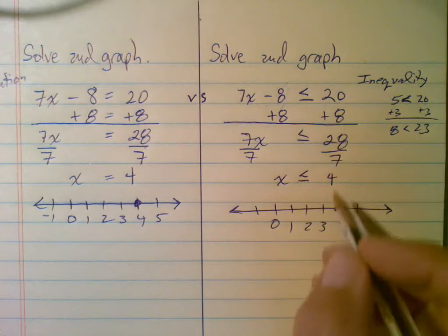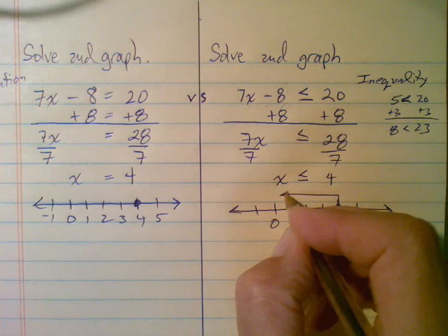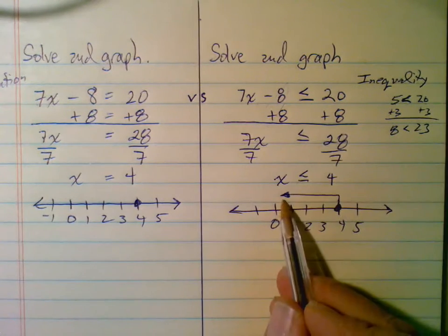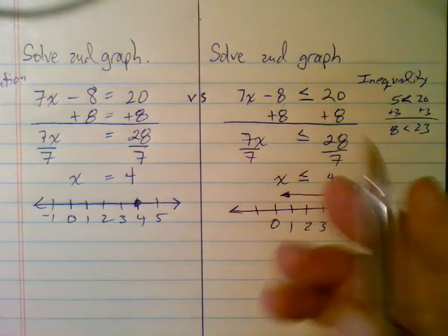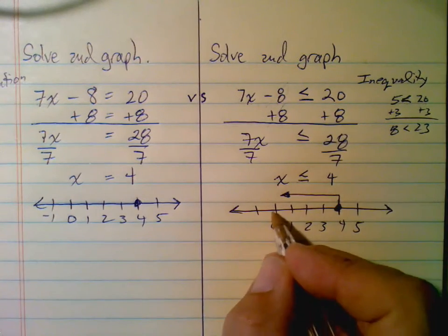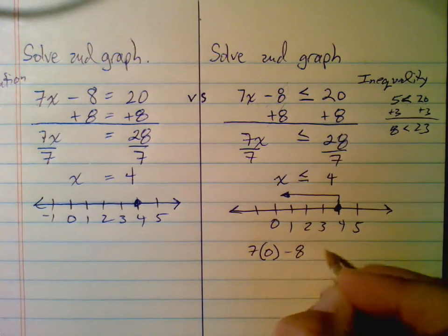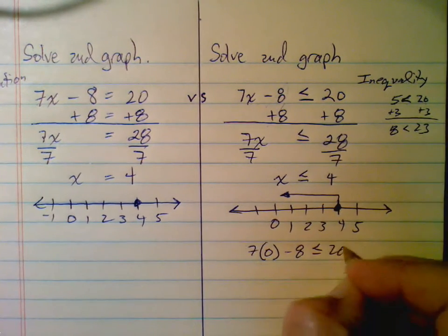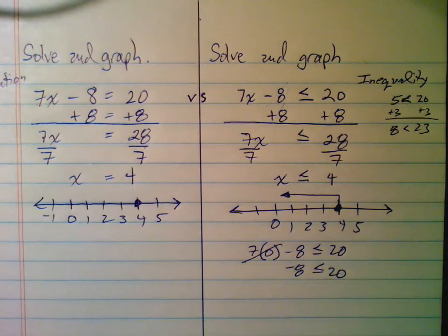x is less than 4, so what side of this is less? Well, everything to the left. So anything to the left of 4, when I put it back here, will make this true. For example, if I did 0, which is less than 4, then 7 times 0 minus 8 is negative 8. Is that less than or equal to 20? Well, sure. There are those two compared side by side. There'll be more.